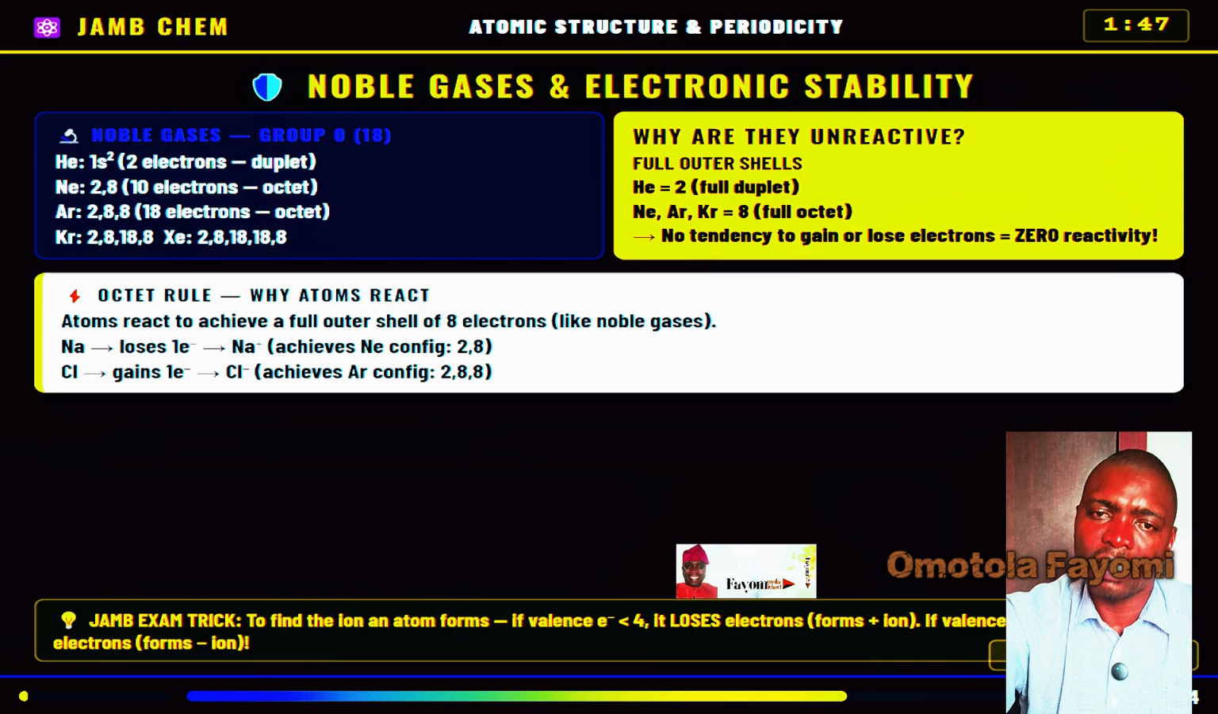The JAMB shortcut here is that when you have less than 4 valence electrons, the element loses them to form a positive ion. More than 4, the element gains electrons to form a negative ion.